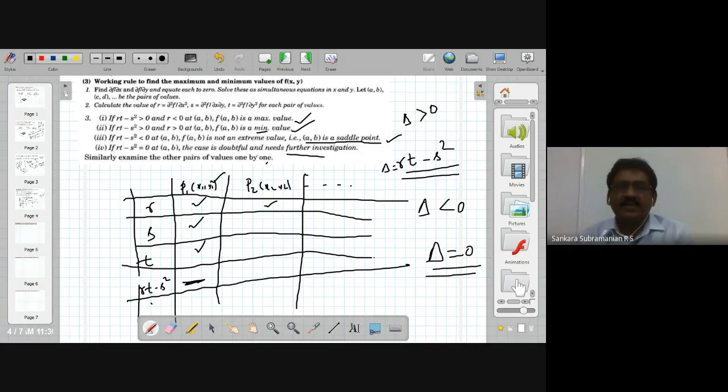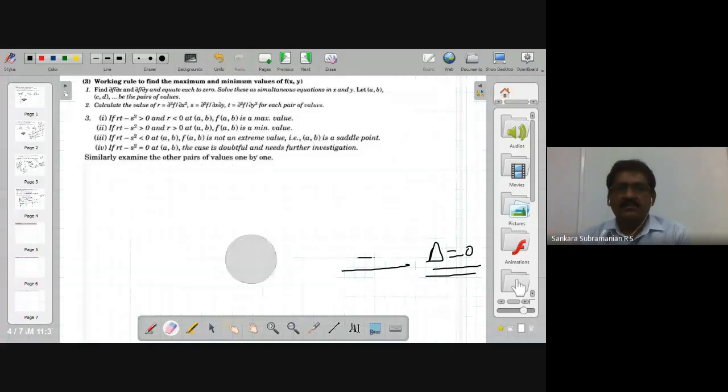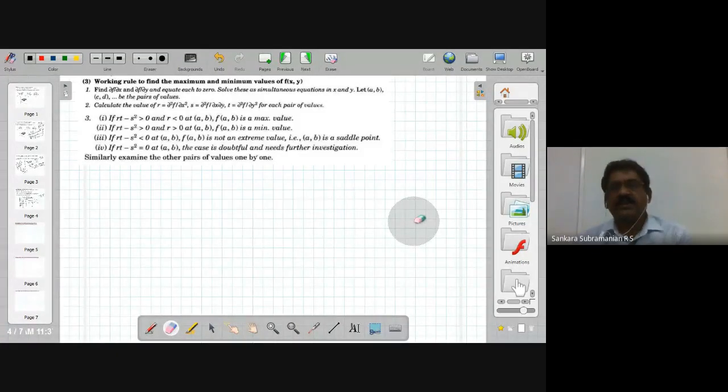You need further investigation. That further investigation will not be allowed here for a university examination. Further investigation means you have to go for plotting the graph, which needs more time. Therefore, in most cases delta may not be 0. If delta equals 0, a careful inspection has to be done because the test fails. So I just want to review what I have been taught. You will be given a function f(x, y). The question is to find the maxima and minima for the function, if they exist.